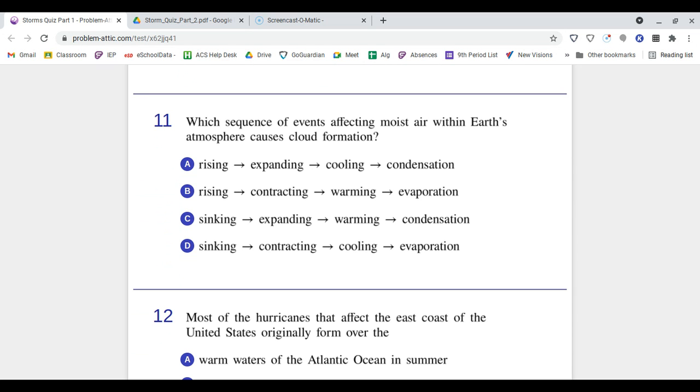Number 11. Which sequence of events affecting moist air within Earth's atmosphere causes clouds to form? So what two can we get rid of? C and D. Perfect. We'll get rid of C and D. So what would it be? Rising, then expanding, cooling, and then condensation? Would it be rising, contracting, warming, and evaporating?